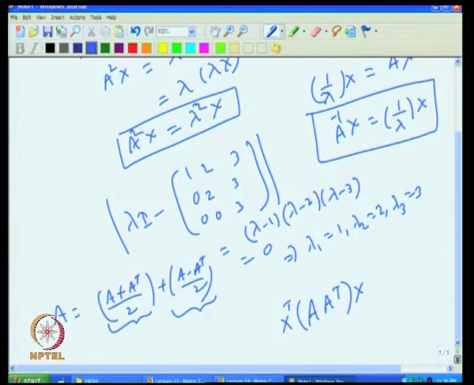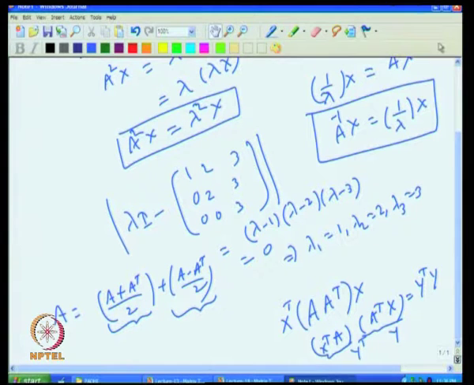Okay, and then you can tell this is nothing but x transpose A into A transpose x, and one is the transpose of the other. Suppose this is y, then this is y transpose. So this is equal to y transpose y, which is something like y1 square plus y2 square plus y3 square.